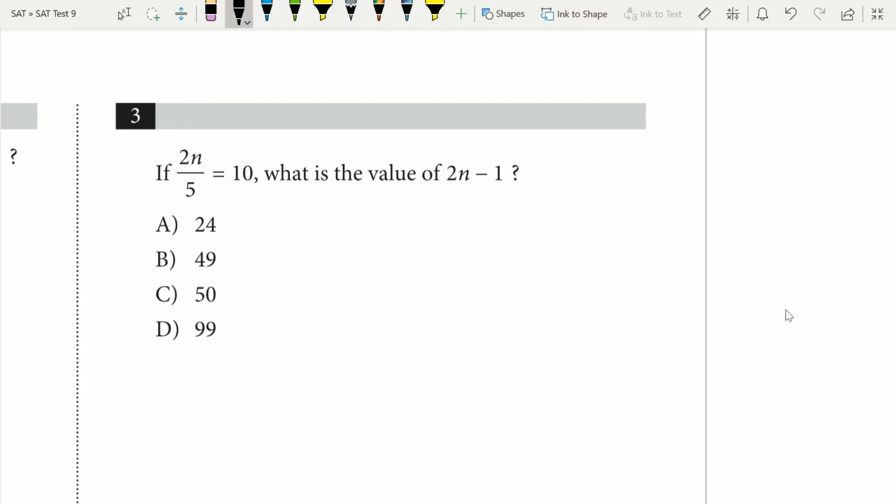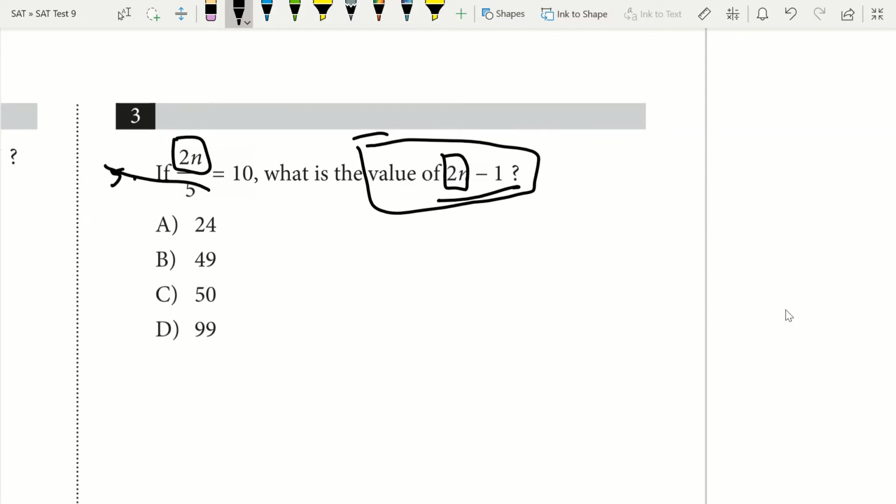Okay, your 25 seconds is now up. So here's what I saw that made me want to do this one. I saw I had 2n here, and I saw I had 2n minus 1 as what I need my answer. Once again, pay attention to what you're asked to answer with. In this case, that's 2n minus 1. So to solve for 2n, I multiply each side by 5 to get rid of this 5. 5 times 10 we know is going to give me 50. I have 2n then equals 50. Then I just do 50 minus 1 gives me 49 as my answer. So I know my answer is going to be B for number 3.